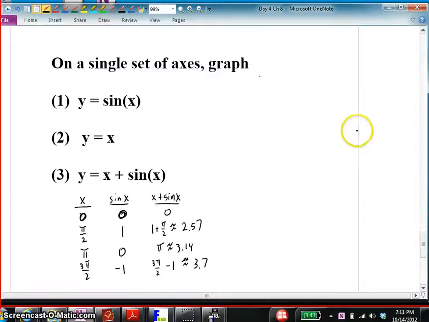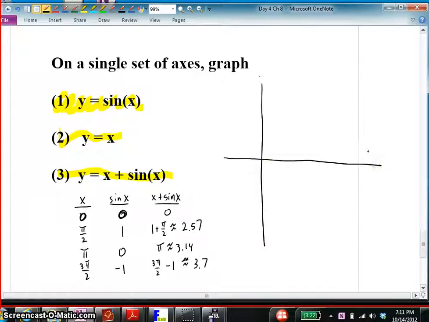Guys, the task was to graph these three things on a single set of axes: y equals x, y equals sine of x, and then y equals x plus sine of x. So it's kind of unclear how to start this. I'm just going to make an axis here. That's 1, that's 2, that's 3, and so forth.